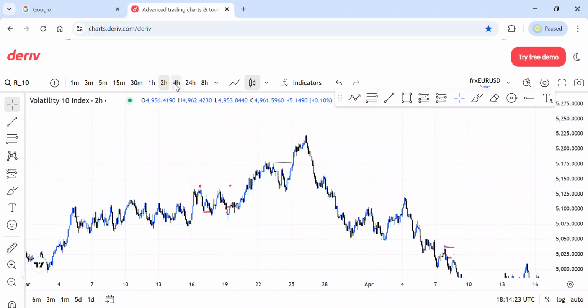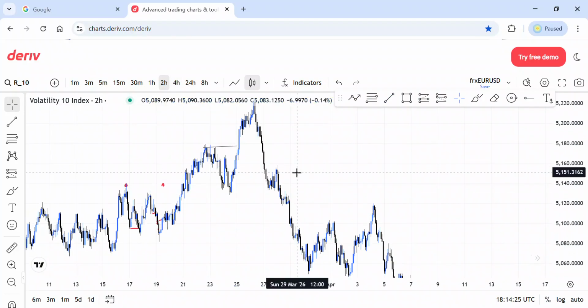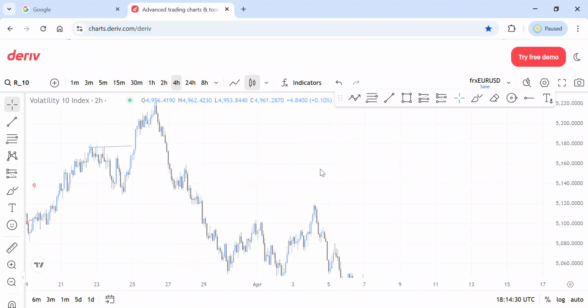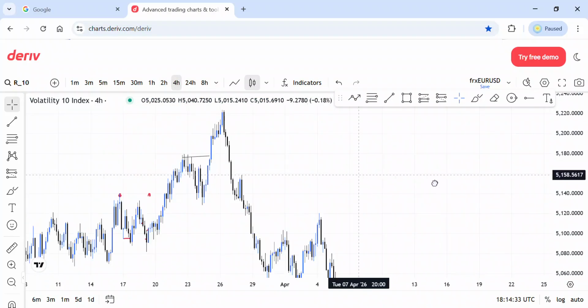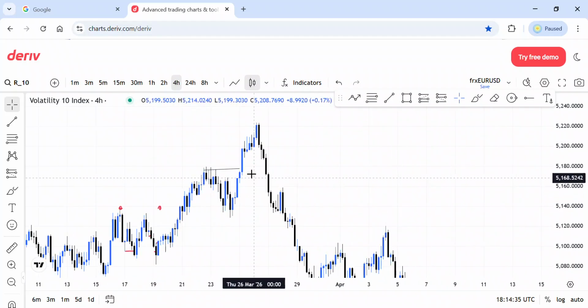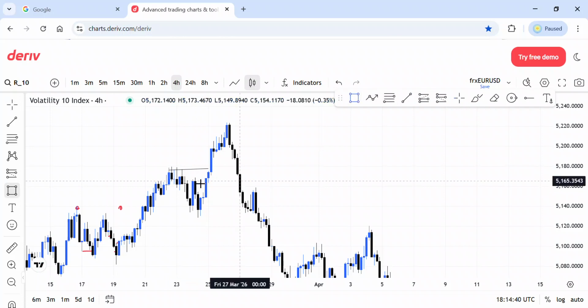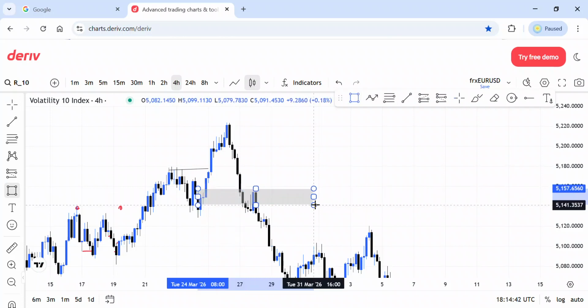Then I know the supply demand zone is going to be somewhere here, but it's not clear here. Let's go to 4 hours so as for us to be able to mark our supply zone clearly. Yeah, this is nice. As you can see, we have a breakout here. Then we have a supply zone right here.